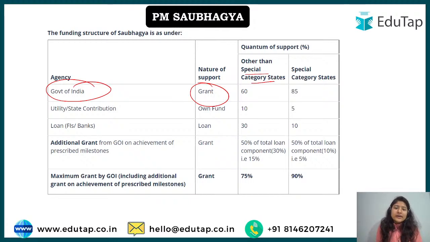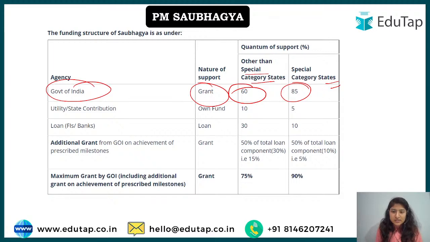So for them, the support given by the Government of India will be 60% of the total money needed there. Because every village in every state has a different distribution of money, depending on the number of households that need to be electrified and the population. So 60% will be done, and 85% in case of special categories.